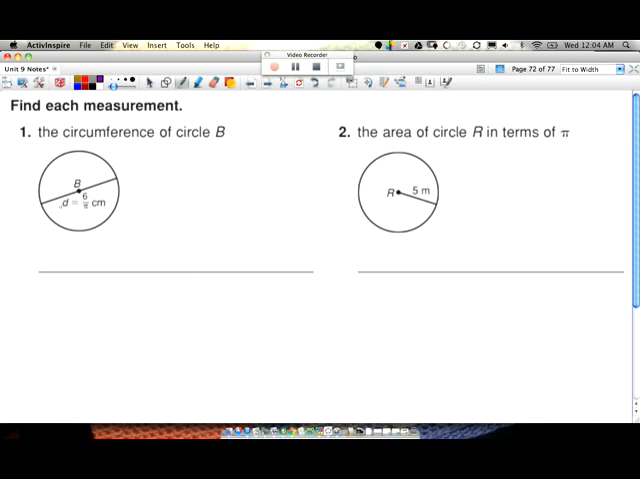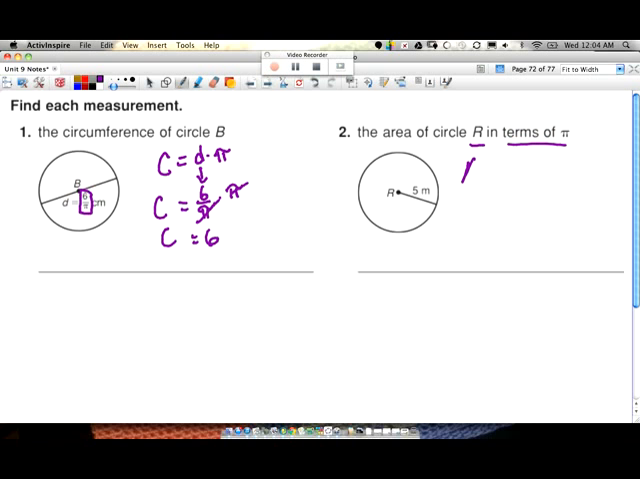Let's just do it. The circumference of circle B. Okay, so the diameter equals 6 over pi. I know that's a weird number, but it's not really that bad. If the diameter equals 6 over pi, the circumference is just the diameter times pi. Well, the diameter is 6 over pi. When you multiply that by pi, what do you get? You get 6. Oh, that wasn't too hard.